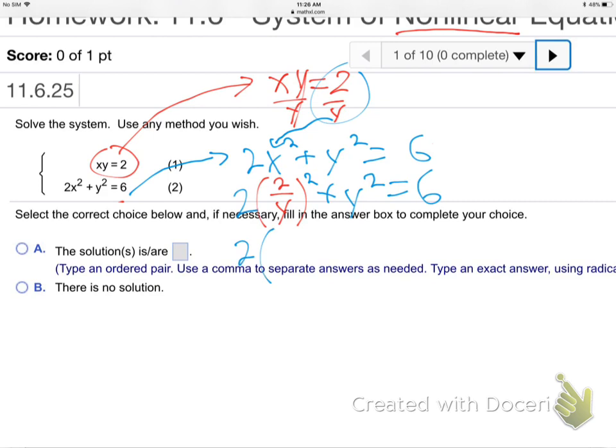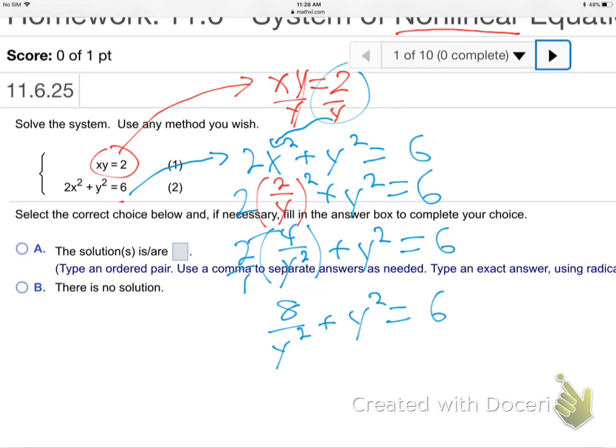So this is 2 times 2 over y, squared. Well, square the 2, square the y. That's 4 over y squared. Good so far. I just squared the 2 and squared the y. And now, what do you do when you've got a whole number multiplying a fraction? Where does it go, top or bottom? Top. Put it over 1, it goes to the top. So it's 8 over y squared plus y squared is 6. Good so far.